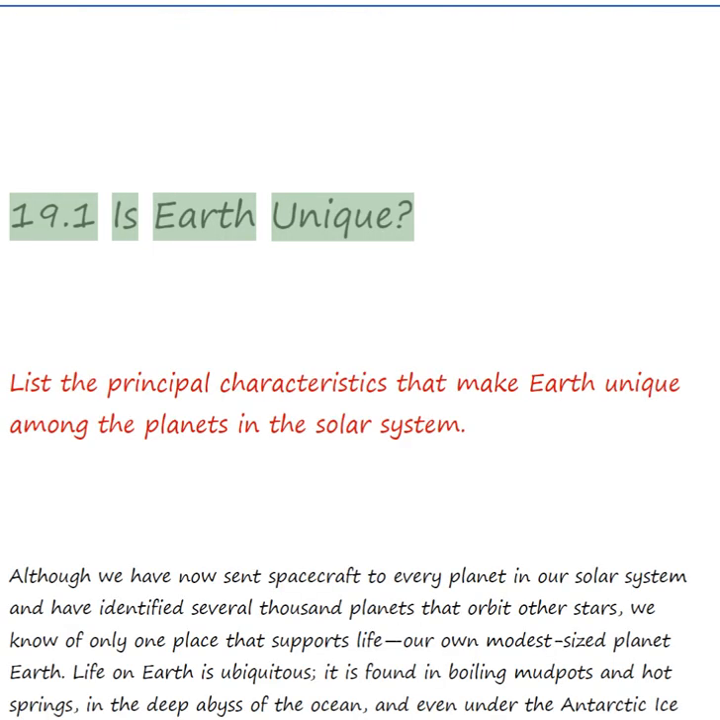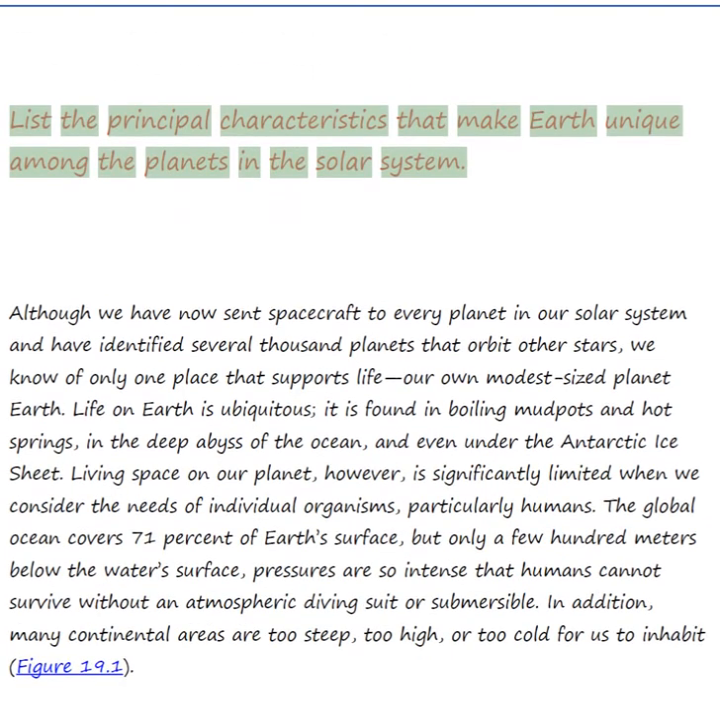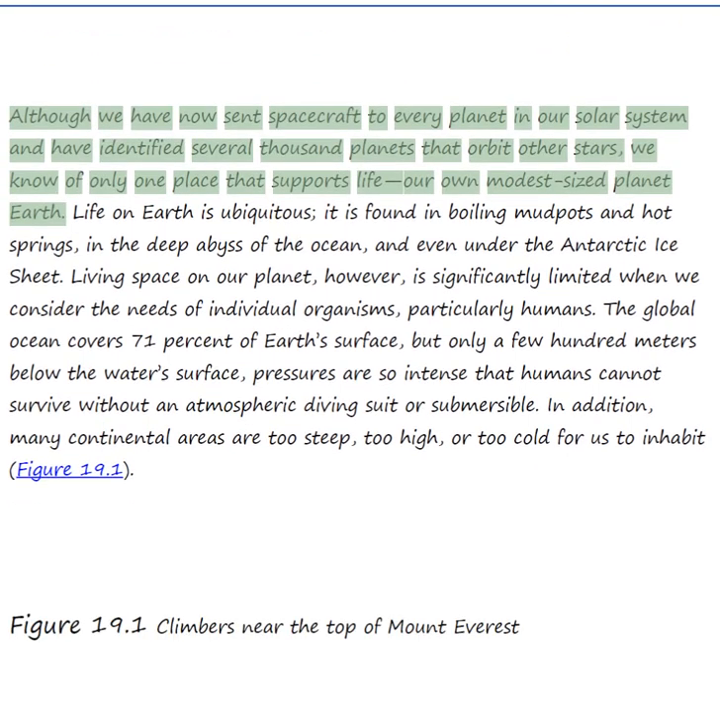19.1 Is Earth unique? List the principal characteristics that make Earth unique among the planets in the solar system. Although we have now sent spacecraft to every planet in our solar system and have identified several thousand planets that orbit other stars, we know of only one place that supports life, our own modest-sized planet Earth.